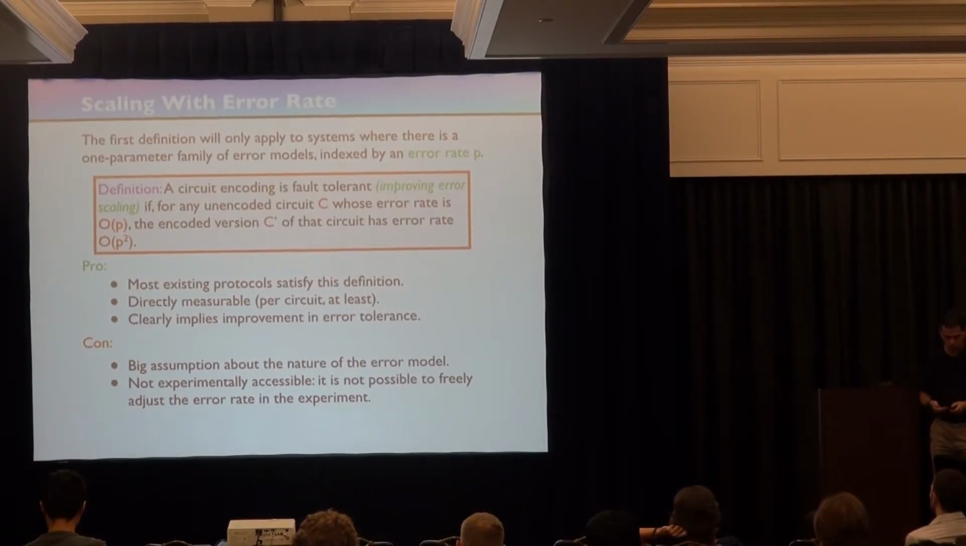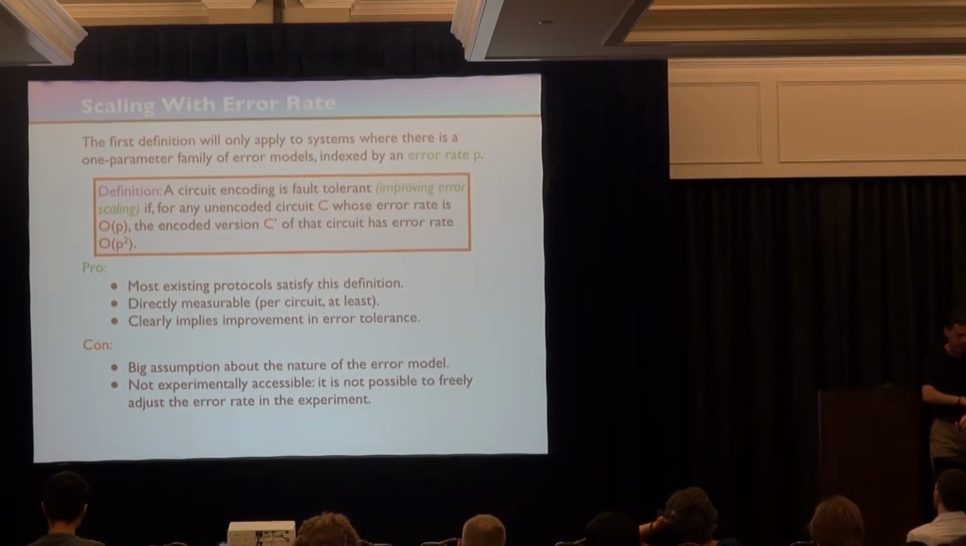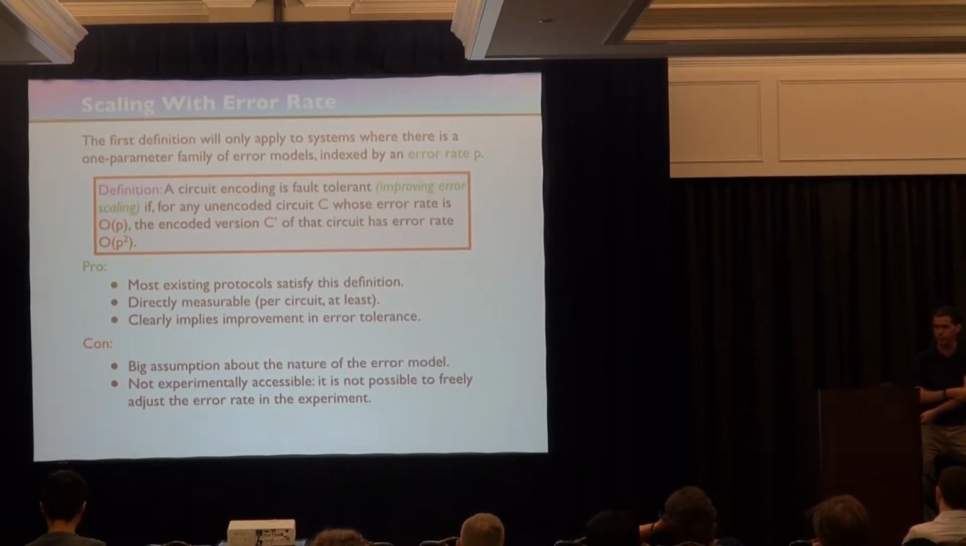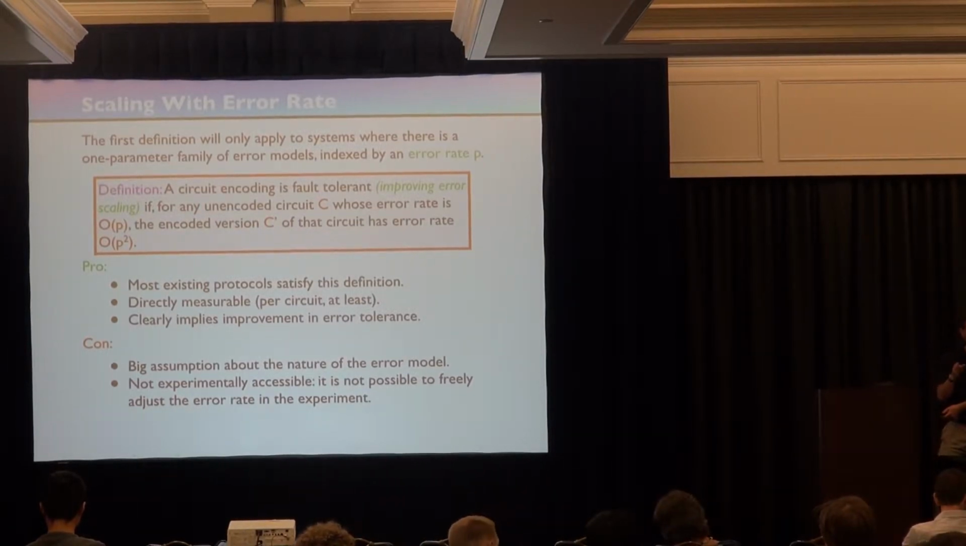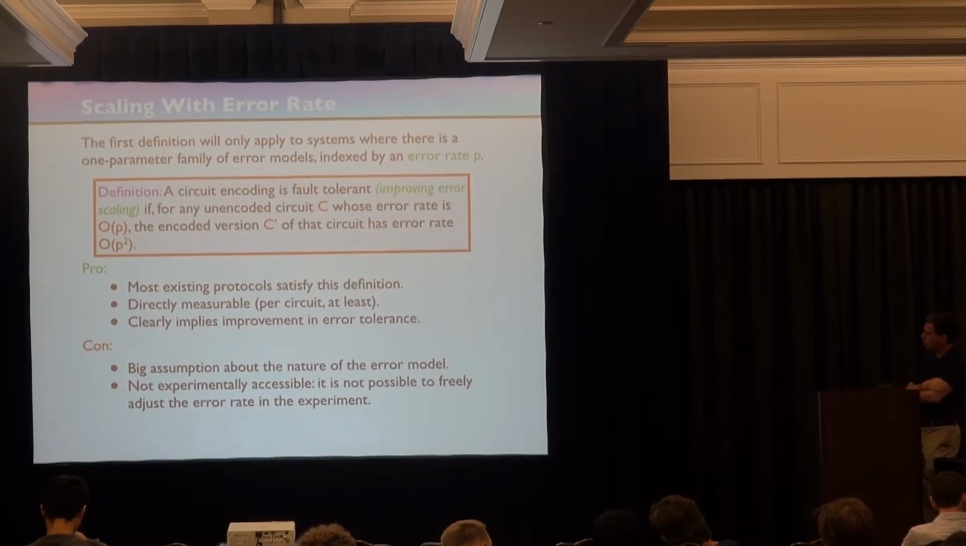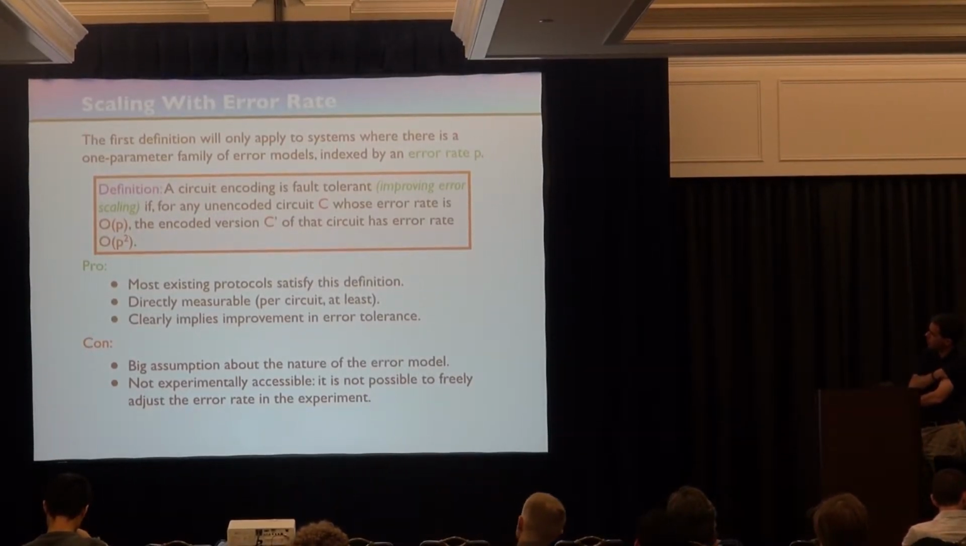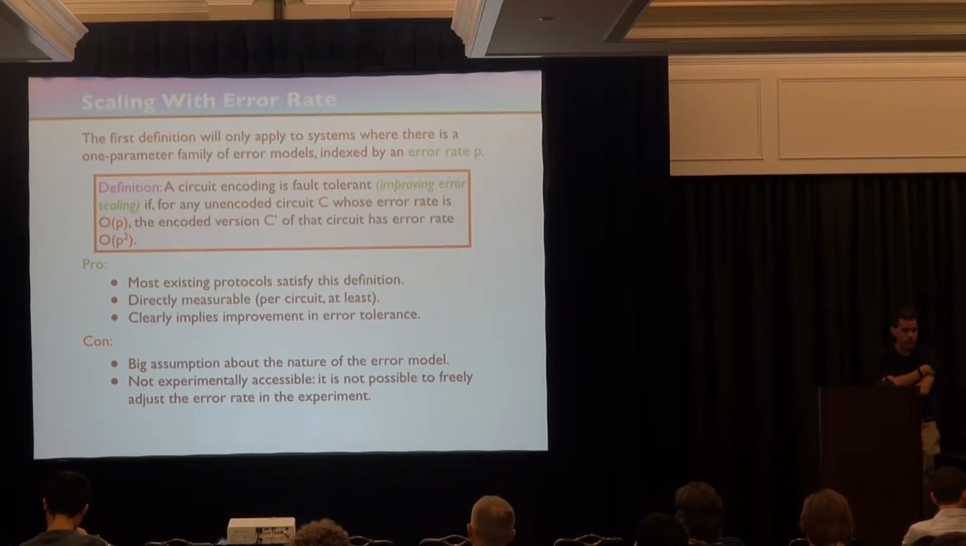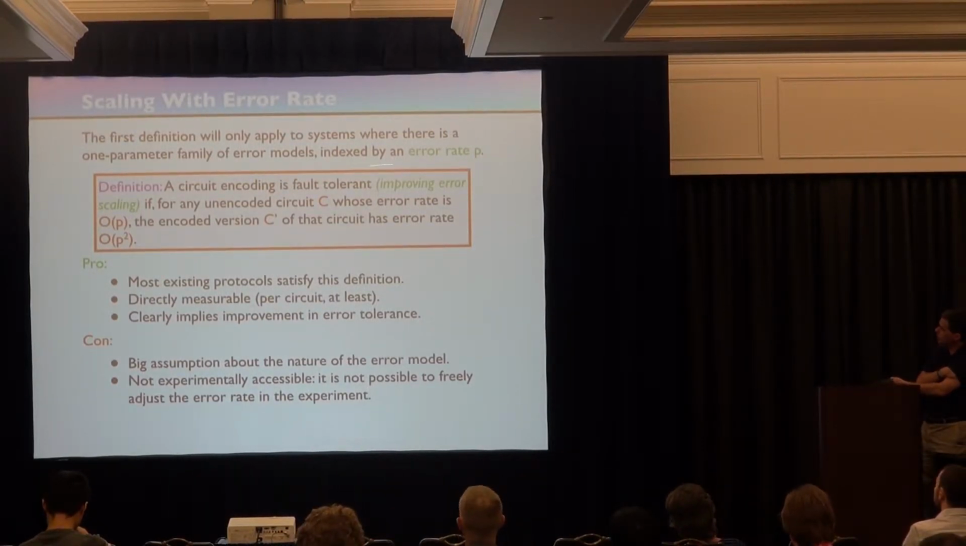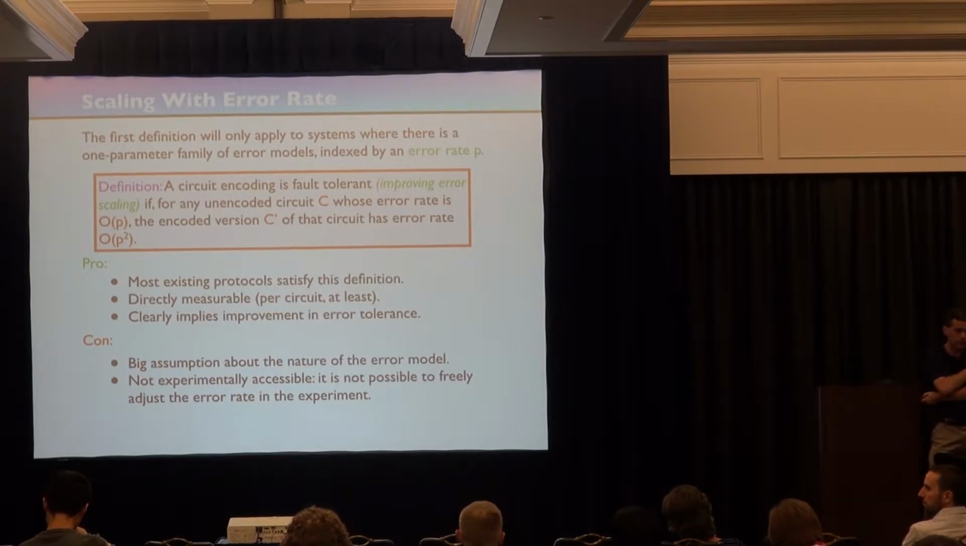OK, so let's get started on the actual definitions. The first one is maybe the closest to the one I showed before. Remember, the one I showed before said that one fault causes at most one error. So one thing you could say is that a protocol is fault tolerant, in the sense of improving the error scaling, if the error rate goes from O of p to O of p squared.